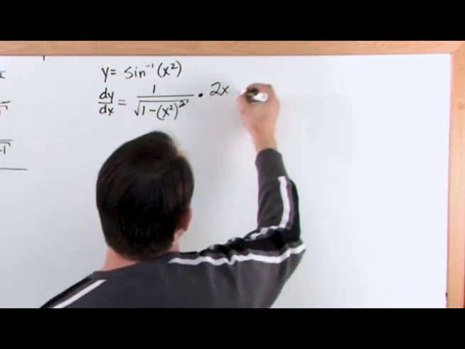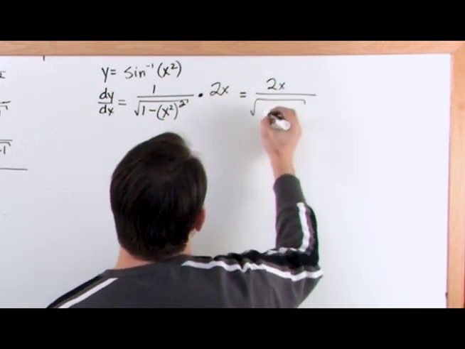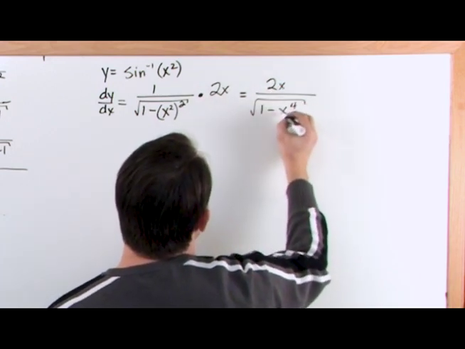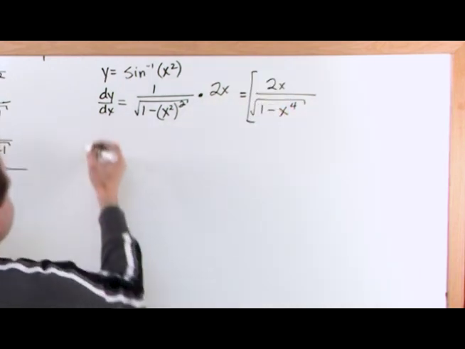So what you would have here is just 2x over the square root of 1 minus x to the 4th power, because 2 times 2 is 4. When you have exponents like that, you just multiply like that. And this is the answer. This is the derivative.